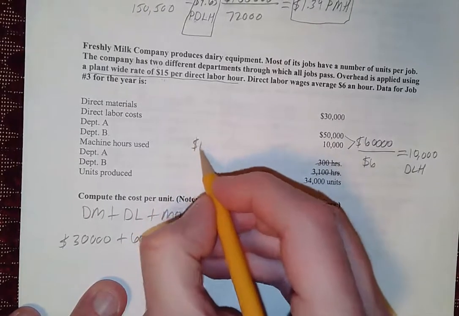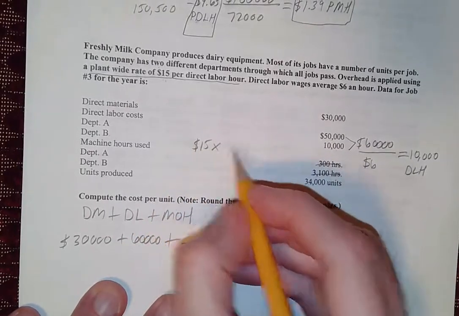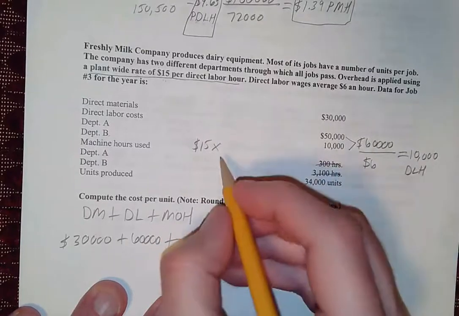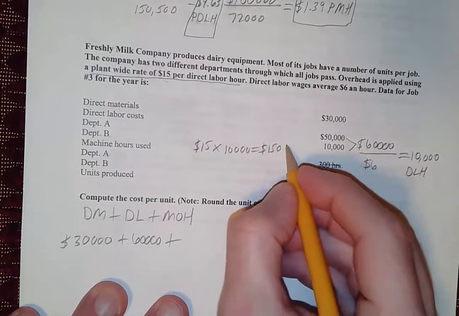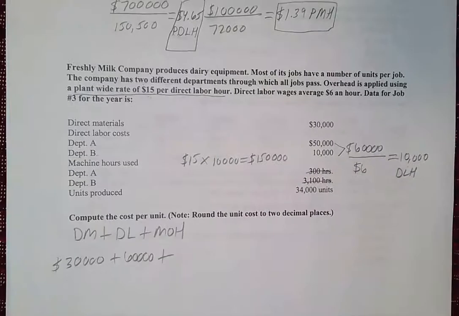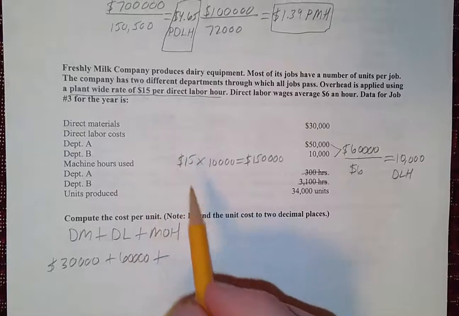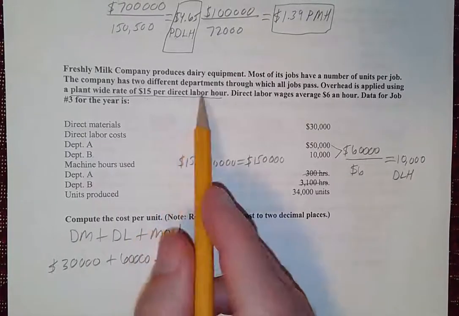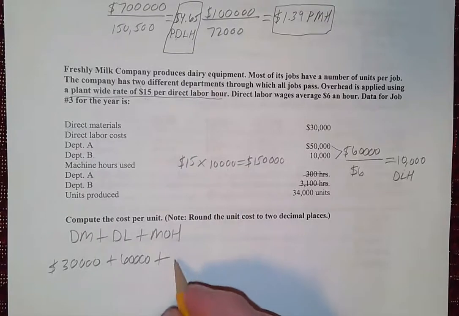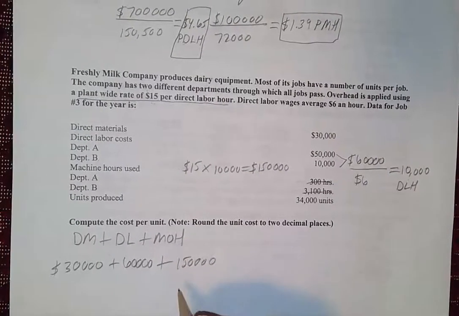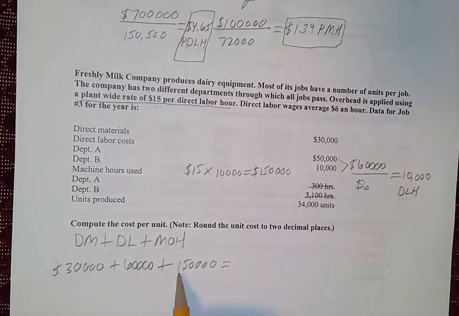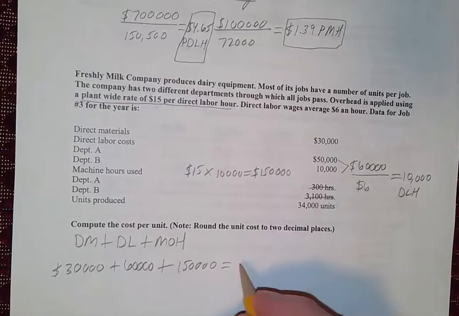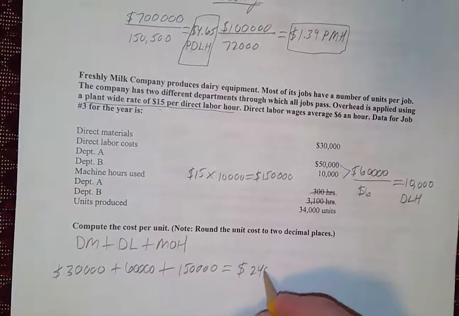Okay, I think I can handle this now. $15 times 10,000 direct labor hours is $150,000. So that's our applied manufacturing overhead, the $15 per direct labor hour, and we had 10,000 of them, so we can put that here. $150,000. So if we add all of this up, 30 plus 60 plus 150 is going to be 240,000.